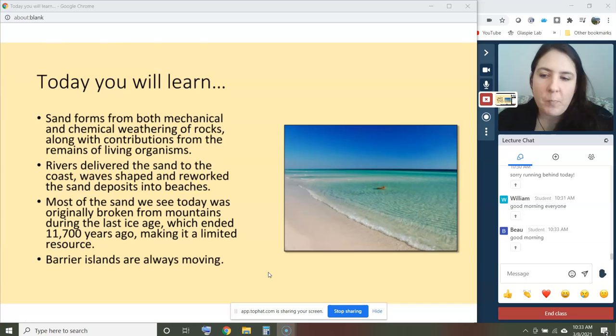beaches. We'll learn that most of the sand we see today was originally broken from mountains during the last ice age, which ended a little over 11,000 years ago, and that makes sand a limited resource. And we'll learn that barrier islands are always on the move.